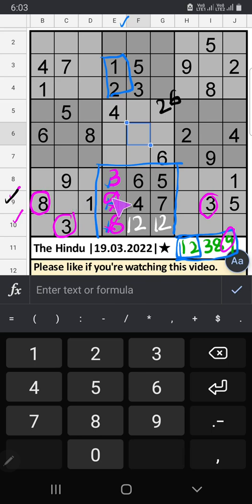9th row, only 2 numbers are remaining: 2 and 6. Column H we have 2. So 2 can't come in the cell. 2 is confirmed here. Then 6 is here.